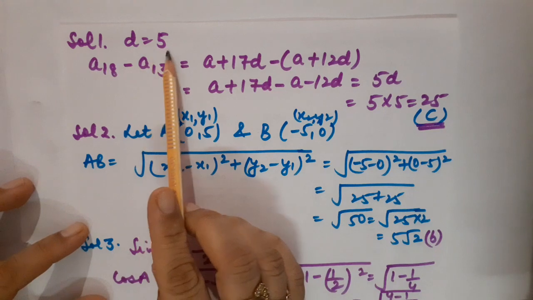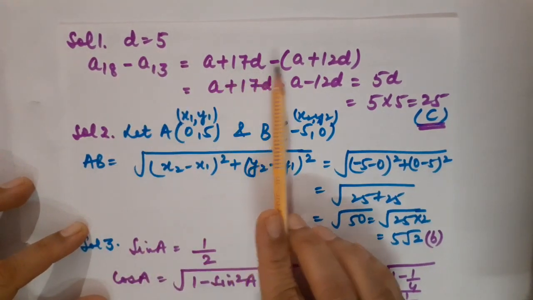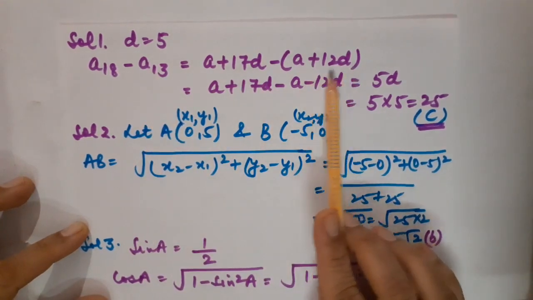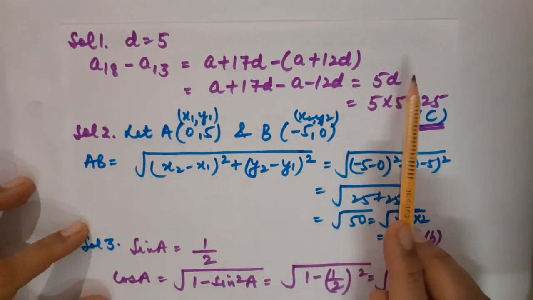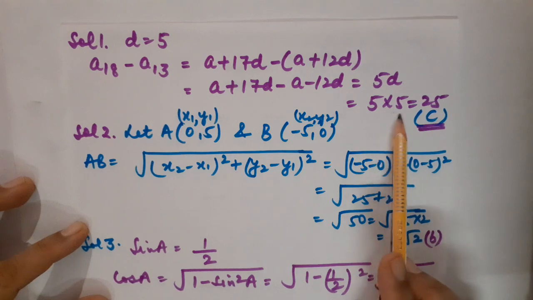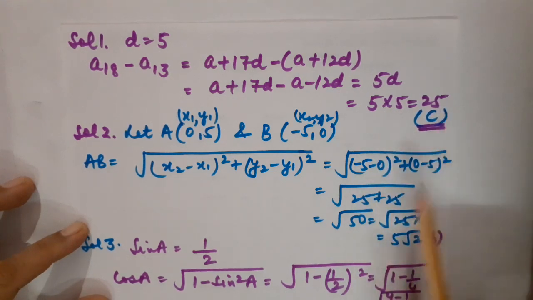As common difference is 5 given, A18 can be written as A plus 17D, minus A13, which can be written as A plus 12D. So when I simplified it, I got 5D. In place of D, I am writing 5. It will become 5 into 5, that is 25. So children, C is the right option.